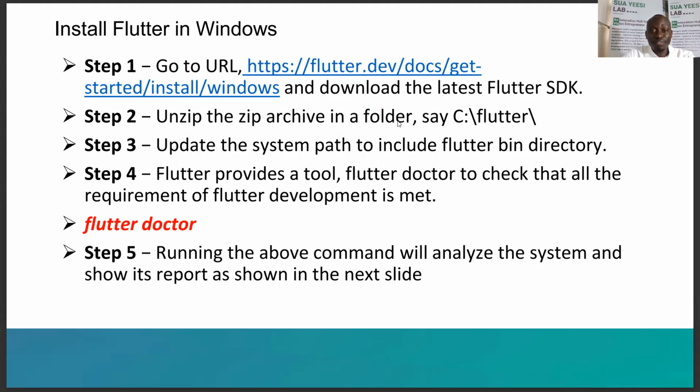Unzip the zip archive in a folder, say wherever you want. For example, in drive C, and then Flutter. Step number 3, you need to update the system path to include the Flutter bin directory. This is a very, very important step.